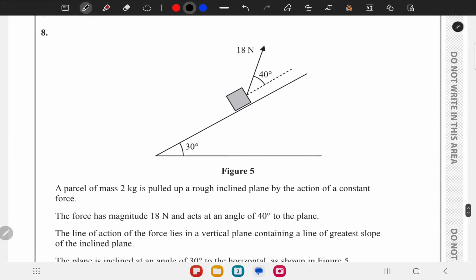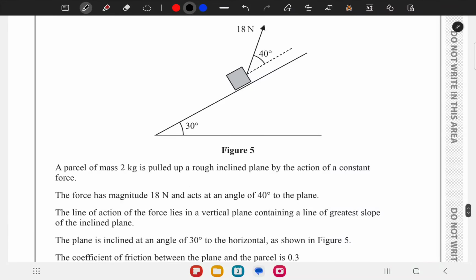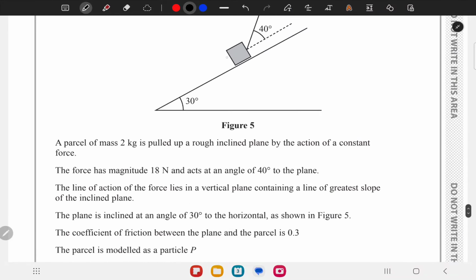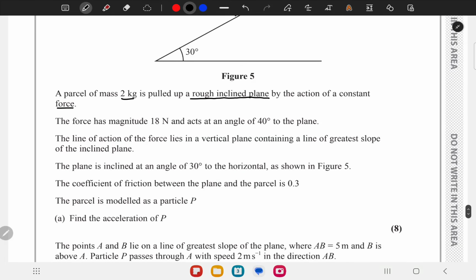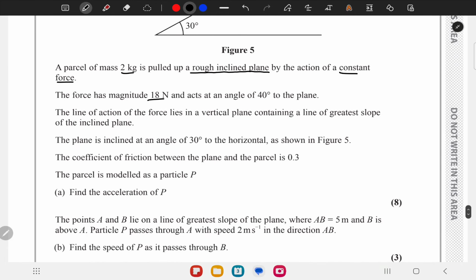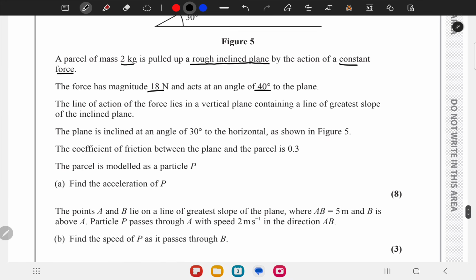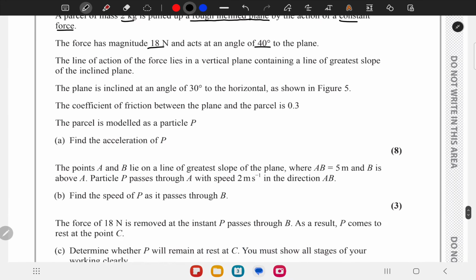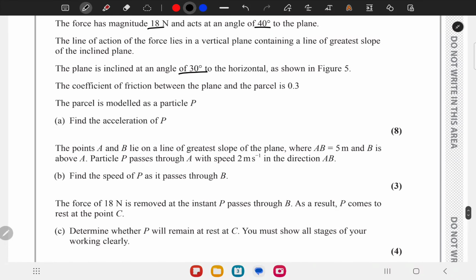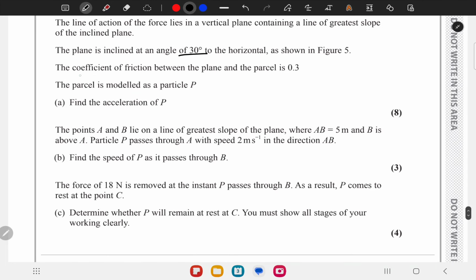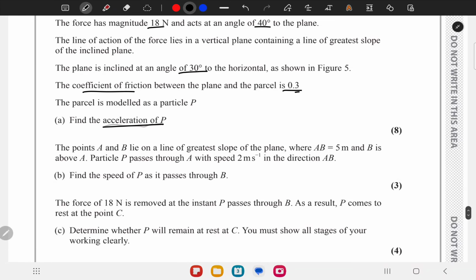Now moving on to the final question. We are given this inclined plane over here with a parcel of mass 2 kg, which is being pulled up a rough inclined plane with a constant force. The force has a magnitude of 18 newtons and acts at an angle of 40 degrees to the plane. We are given that the plane is inclined at an angle of 30 degrees with a coefficient of friction of 0.3. We have to find the acceleration of P.